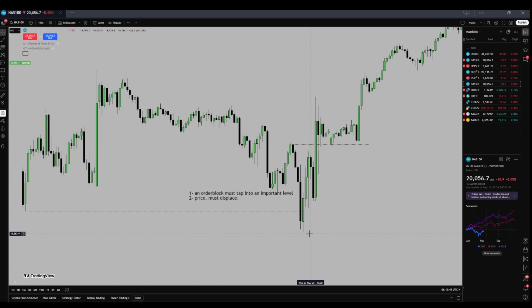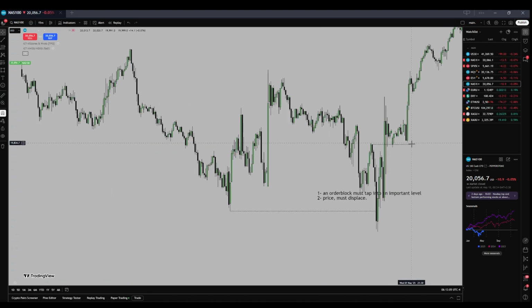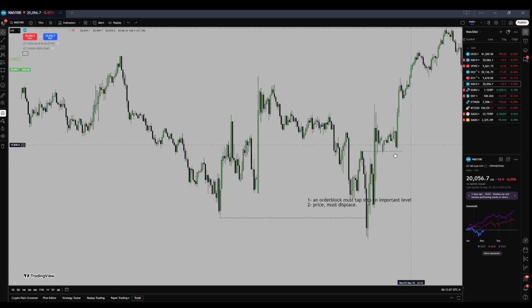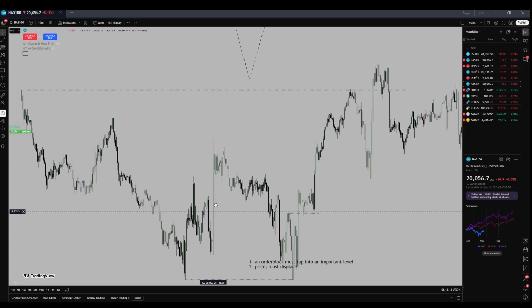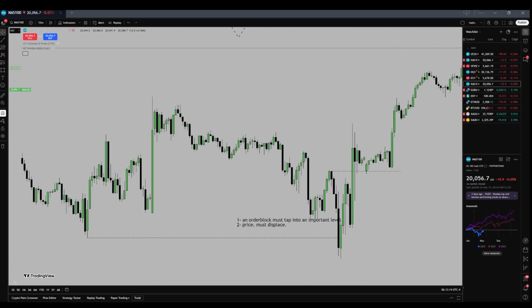This down movement, we later on displace. We displace and go above. We close above it. That makes it a valid order block. And then we can see with this candle, this wick here traded all the way down here, but closed above, and then later on found support and continued higher. That is one valid example of an order block.